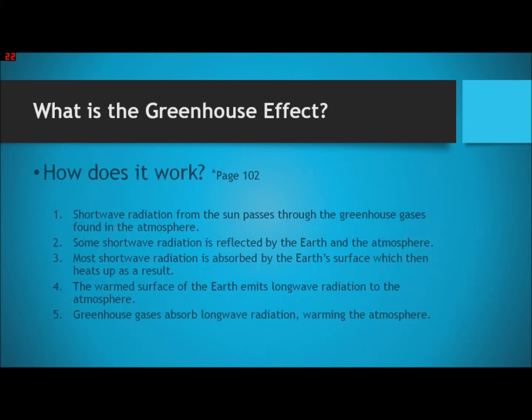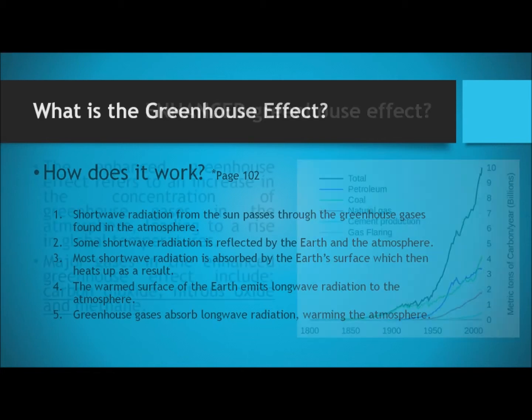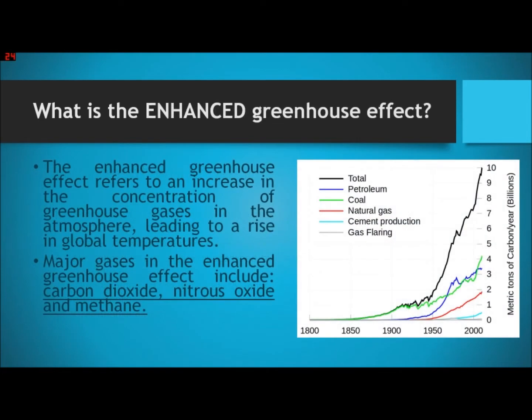So how does it work? Shortwave radiation from the sun passes through the greenhouse gases found in the atmosphere. Some shortwave radiation is reflected by the Earth and the atmosphere. Most shortwave radiation is absorbed by the Earth's surface, which then heats up as a result. The warm surface of the Earth emits longwave radiation to the atmosphere, and finally greenhouse gases absorb longwave radiation, thus warming the atmosphere.